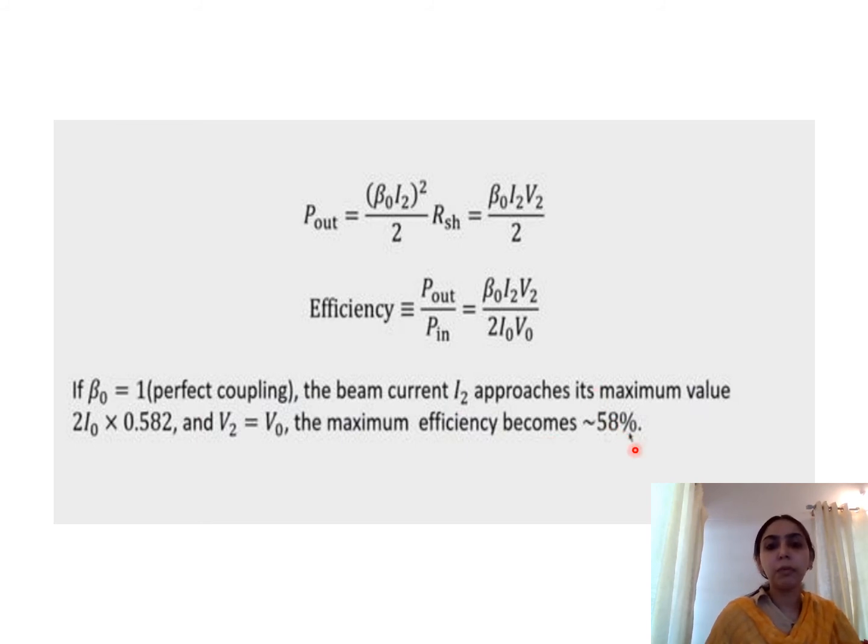So this is the theoretical maximum efficiency possible for a klystron, 58%. That is, we are assuming perfect coupling, beta naught is equal to 1, and I2 is taking maximum value I naught J of x. The Bessel function J of x has a maximum value at 0.582, and the induced voltages are equal in the perfect condition, that is, V0 is equal to V2. So the maximum efficiency possible is 58% for our klystron device.